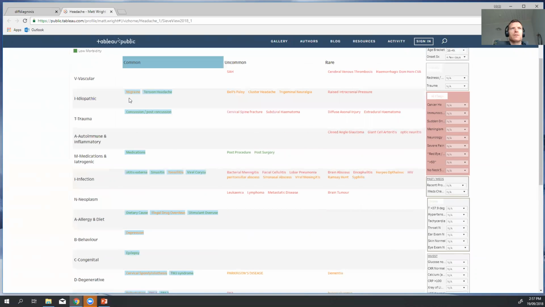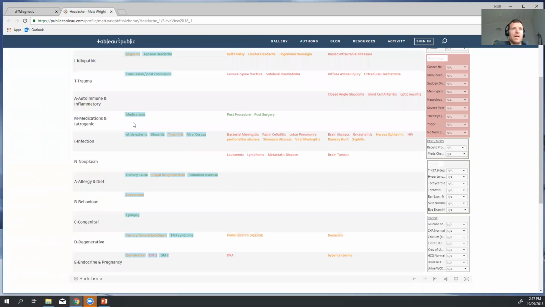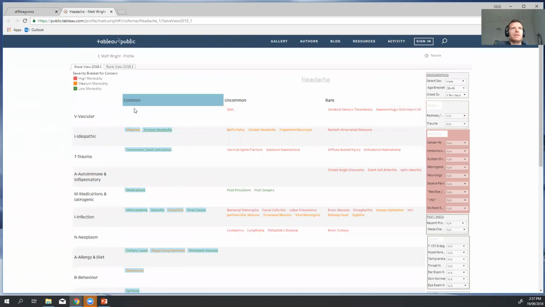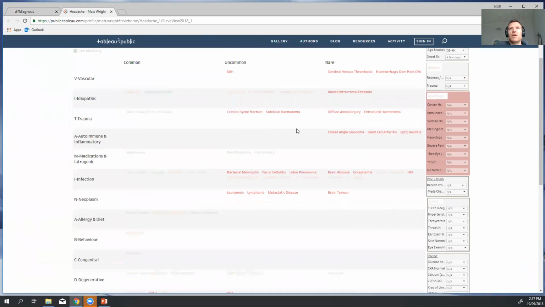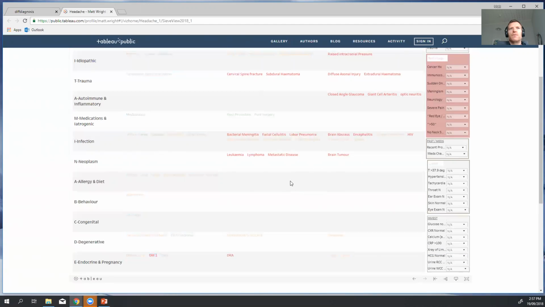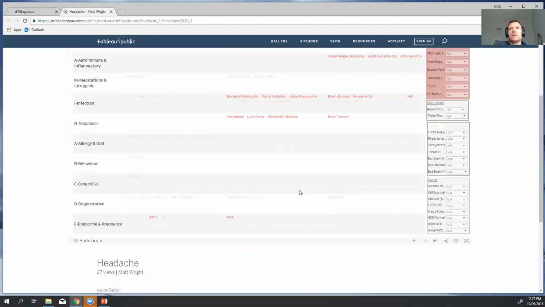So I would scroll down and see that I've got migraine and tension headaches, I've got concussion and post-concussion, medications can cause it, ENT infections can cause it, dietary and stimulation and drugs can cause it, depression, epilepsy, and then dehydration and diabetes. And I'll also just very quickly remind myself of all the worrying causes of headaches. I've got subarachnoids and thromboses, CVAs, fractures, extradural, subdural hematomas. I've got severe infections, and I've got neoplasms as well.